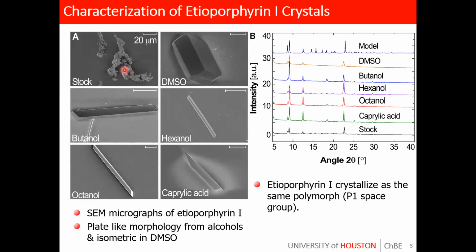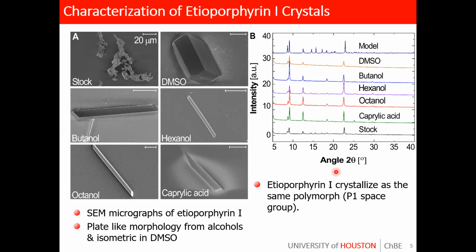But before we go into determining the thermodynamic parameters, we crystallize etioporphyrin 1 from all these 5 solvents by slow cooling. And what we see is that it has a plate-like morphology in the alcohols as well as in caprylic acid, and it is more isometric in DMSO, indicating different rates of growth in different solvents, which is quite intuitive.